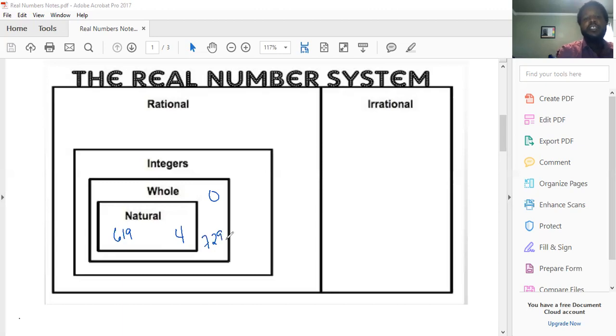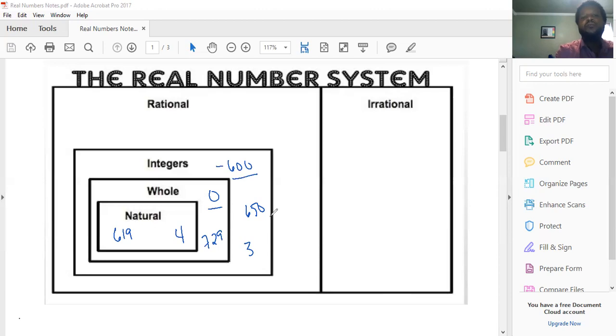So now integers include whole numbers and natural numbers, but now they add negatives. So negative 600 would be considered an integer, the same as 650 would be considered an integer, and the same as 3 would be considered an integer. Okay, so all of those are integers, but the negative numbers are not whole numbers, right? That's the new thing that we're introducing in this category, the negative numbers.